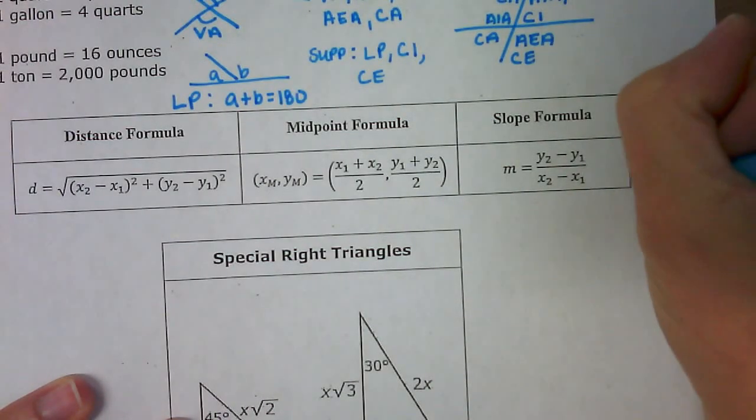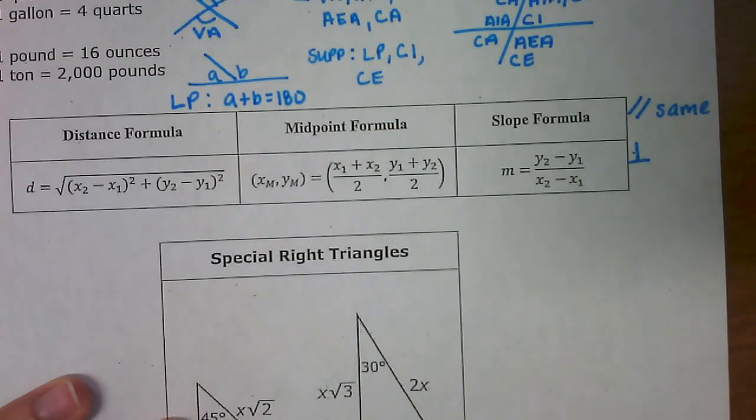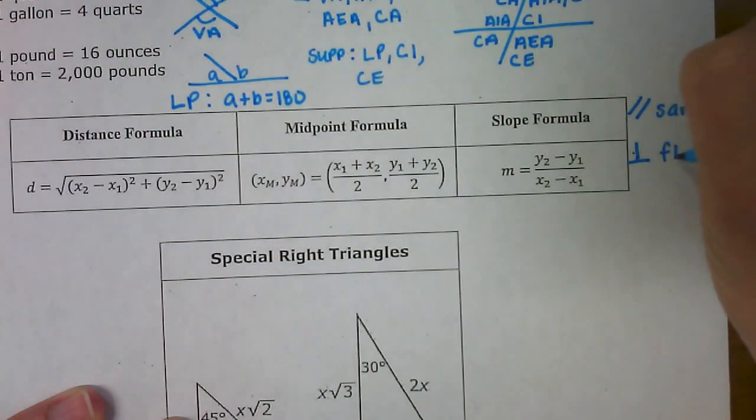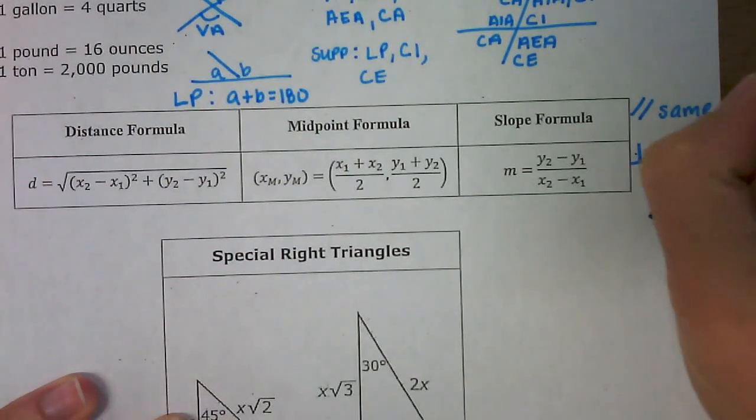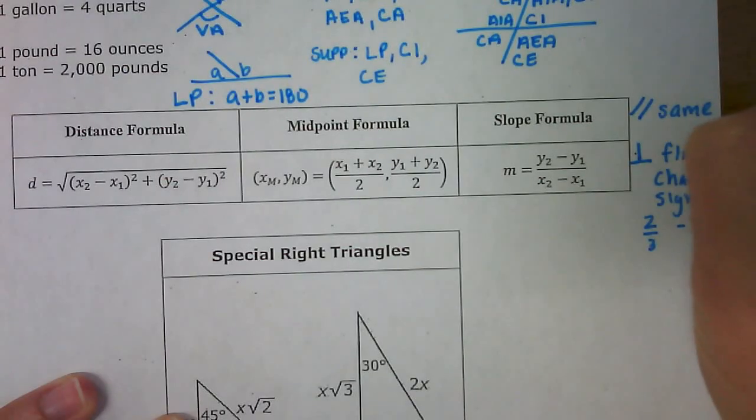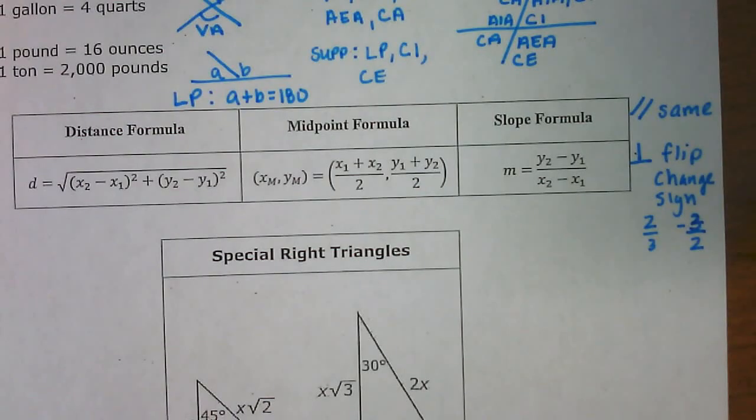We might also be checking for perpendicular lines. For perpendicular lines, we flip the fraction over and we change the sign. So for example, if we had 2/3, we would change it to -3/2. We flipped it and we changed the sign. So I like to write that example down.